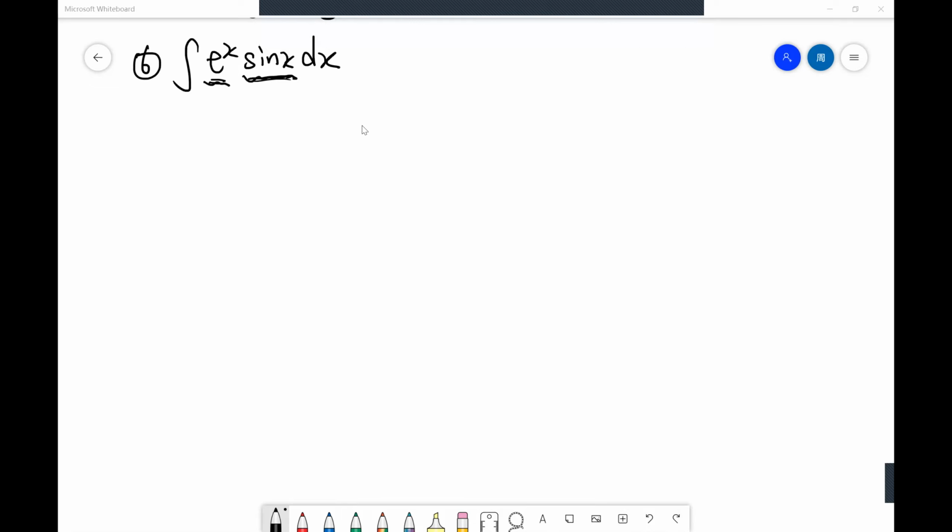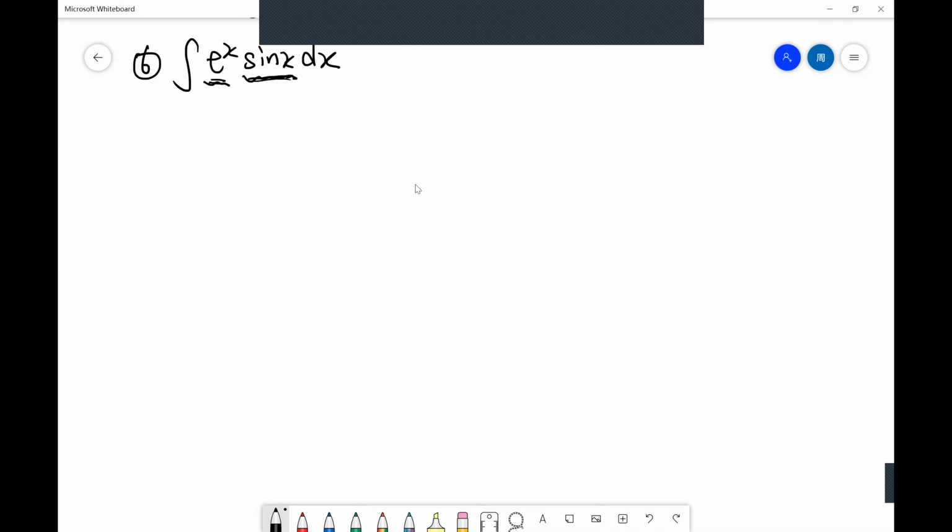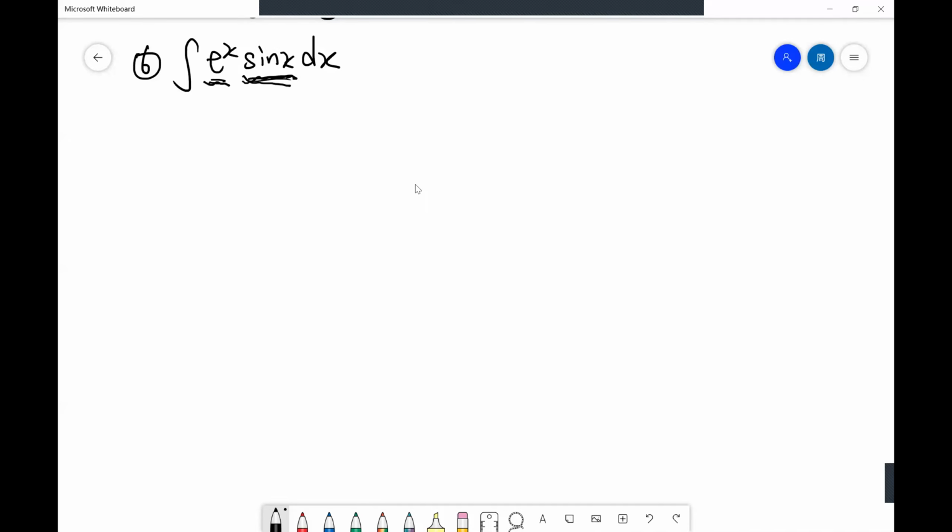Okay, guys, let's solve this question together. And in the WeChat group, I have marked one answer that is totally correct. And I will use another way to solve it. So here, most of you choose u be sin x, v be e^x, right? And here, as I was just saying, you choose u be sin x or u be e^x, both are okay, both are okay.